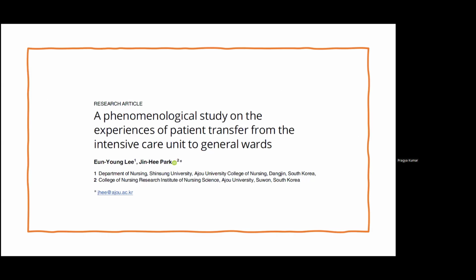So this is one example, a phenomenological study on the experiences of patient transfer from the intensive care unit to the general ward. Generally you will see that patients feel very happy, especially during the COVID time. You must have experienced this with many of your near and dear ones: initially they were in the ICU, and then when the oxygen saturation increased, they were shifted to the general ward.